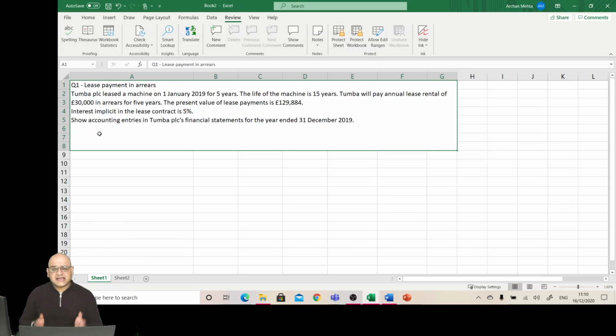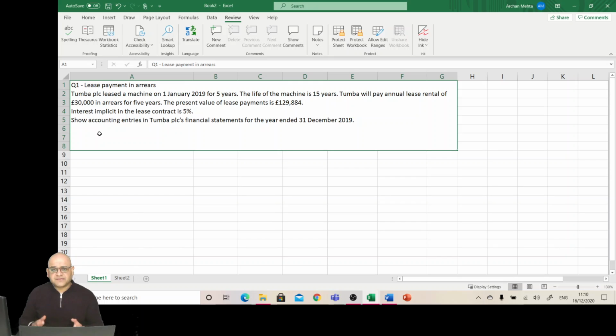According to IFRS 16, when lessee enters into a lease contract, there is a leased asset, which is called right to use asset, and there is a lease liability. As soon as lessee enters into the contract, both are recognized, right to use asset and the liability. And at the year end, they are measured differently and recorded in the financial statements. So that's what we need to do.